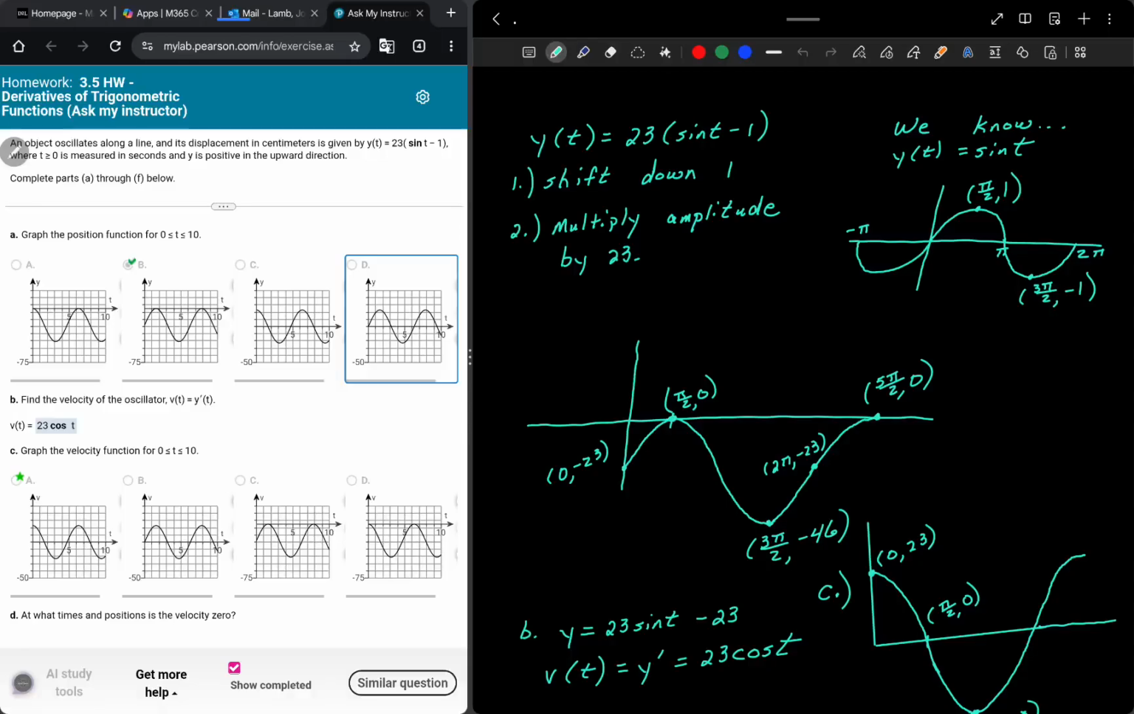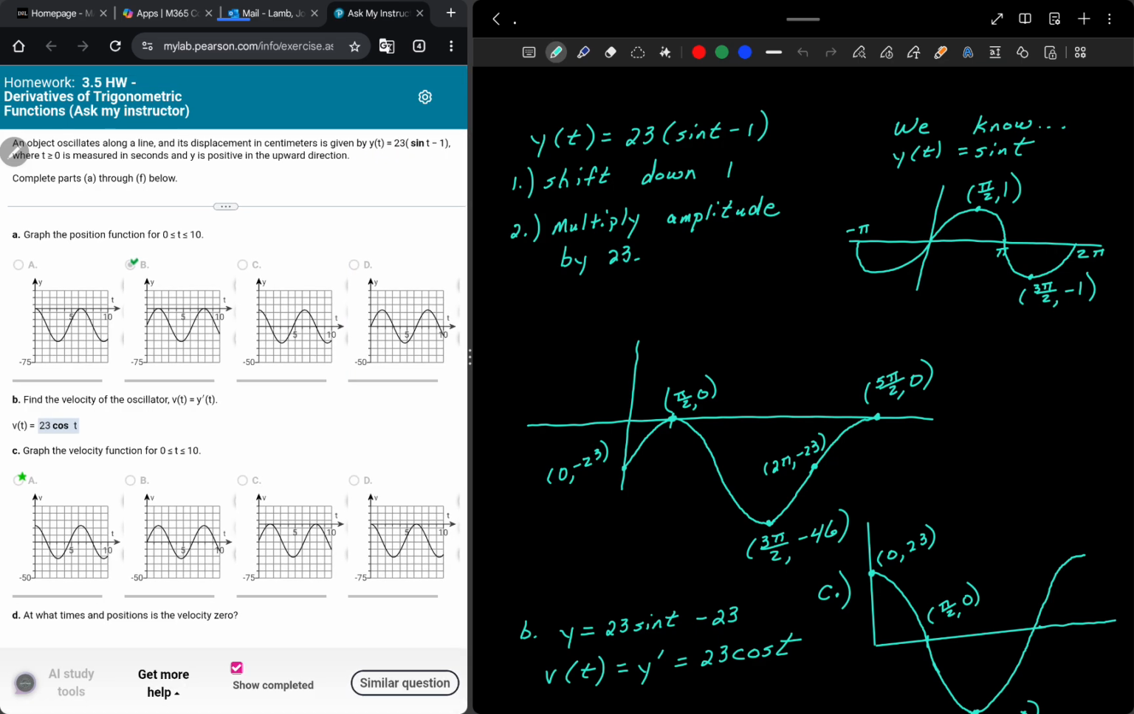Let's take a look at this problem in the 3.5 homework. We're looking at derivatives of trigonometric functions. The function given in this problem was y equals 23 times (sine of t minus 1), with the sine of t minus 1 all inside of a group multiplying 23.